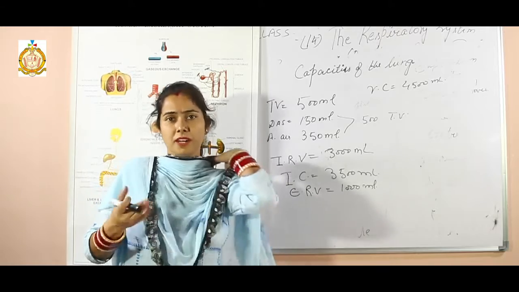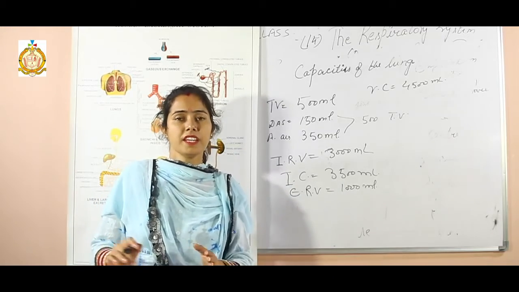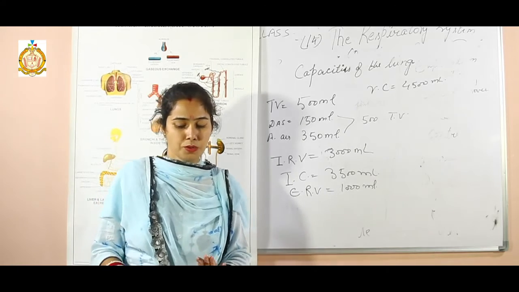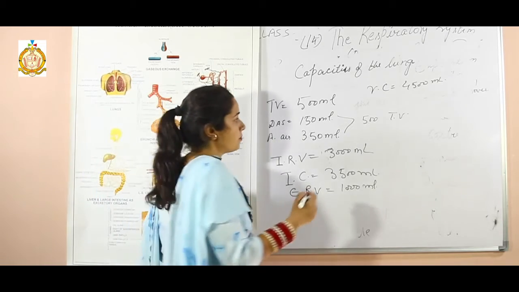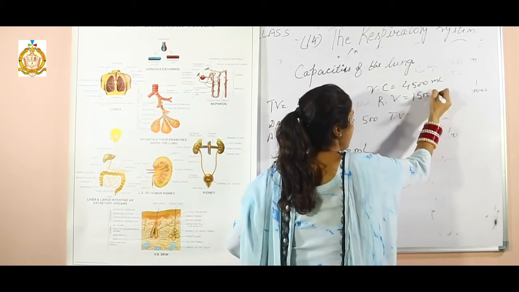Now the next is residual volume. Residual means some residue that is left. Some air is always left in the lungs even after forcible breathing out, and this is known as residual volume, and this is 1500 ml.